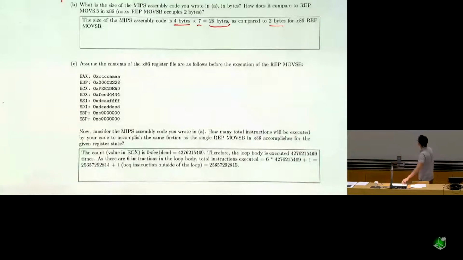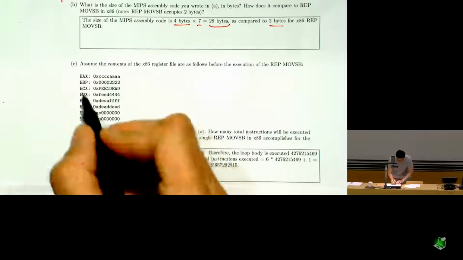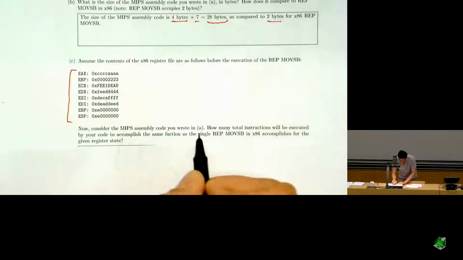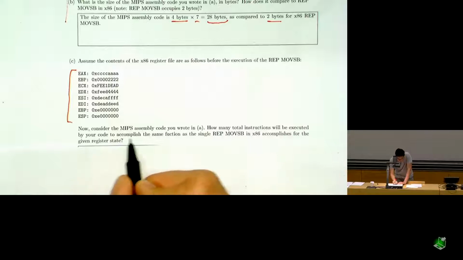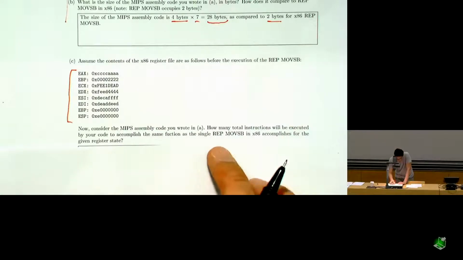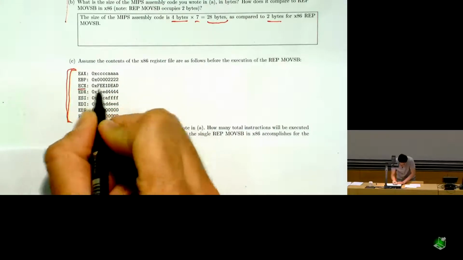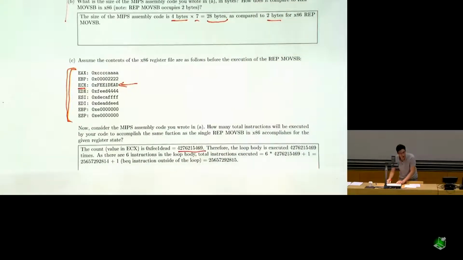Part C says, assume the contents of the x86 register file are as follows before the execution of this instruction. And these are our registers, the content of these registers. And it says, now consider the MIPS assembly code that we have just written here. How many total instructions will be executed by your code to accomplish the same function as the single rep movsb in x86 accomplishes for the given register state? So the given register state is this one here, and as you can see, this register ECX has this value. This is hexadecimal representation, but if we convert it to decimal representation, it is this number here.